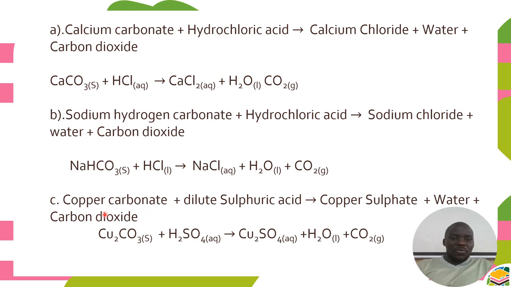Then the last one, we can also use copper carbonate. Copper carbonate, this one is a metal carbonate, can react with a dilute acid. Why dilute? If we react with a concentrated one, the reaction can be very explosive. That's why we're using dilute here. We have the product to be a salt, copper sulfate, water, as well as carbon dioxide. This one can be illustrated by the chemical equation here: copper carbonate reacting with sulfuric acid to produce copper sulfate, which is a salt, water, as well as carbon dioxide.